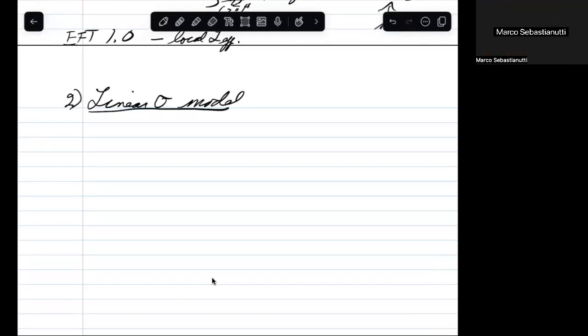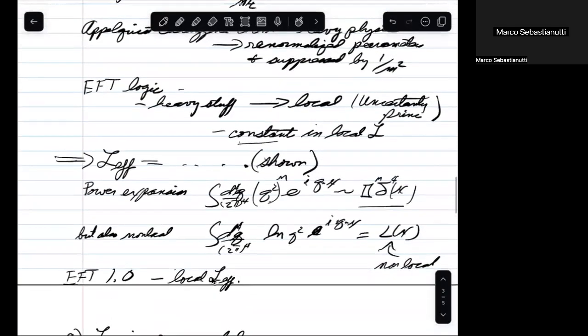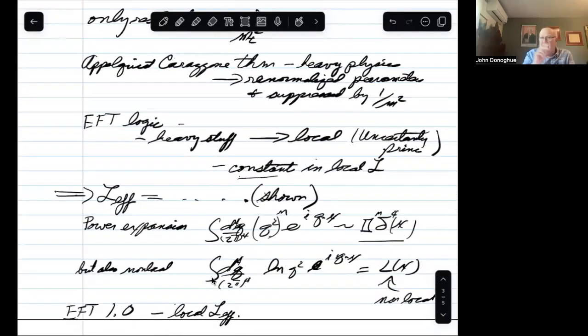Sorry, can I interrupt you a second? Yes, you can ask a question. I wanted to ask, what does locality have to do with the uncertainty principle? Maybe it's a silly question, but great.